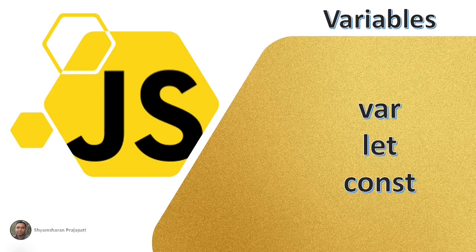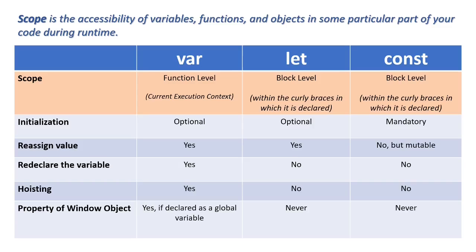Hey guys, this is Syam, and in this video I'm going to talk about the JavaScript variables var, let, and const. In JavaScript, a variable can be created in three different ways. For these we have three different keywords: var, let, and const. The var keyword has existed since the beginning of JavaScript. The let and const are introduced in ES6. There is a subtle difference between let and const, but there is a major difference between var and let, and we will see how they differ.